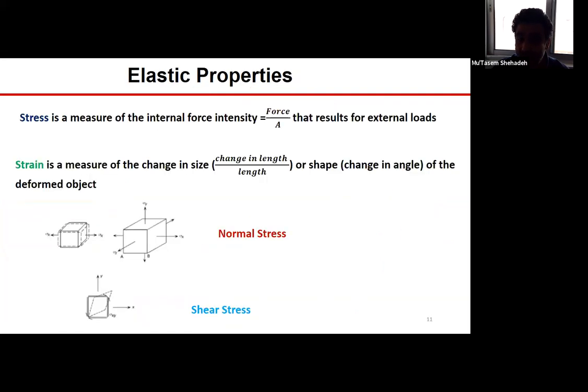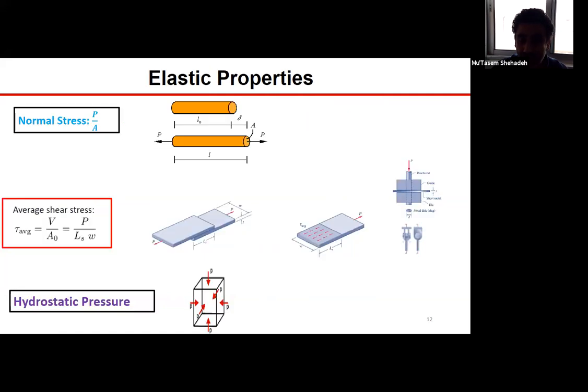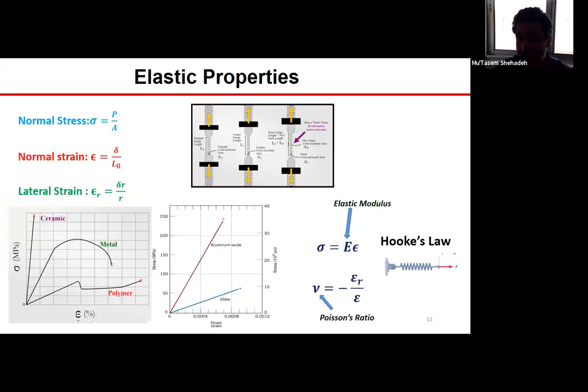Each one of those types of stresses, whether they are shear, normal, or hydrostatic, is related to the amount of straining, that's the change in the size, volume, or the change in the shape, by a certain elastic measure that we call elastic moduli.